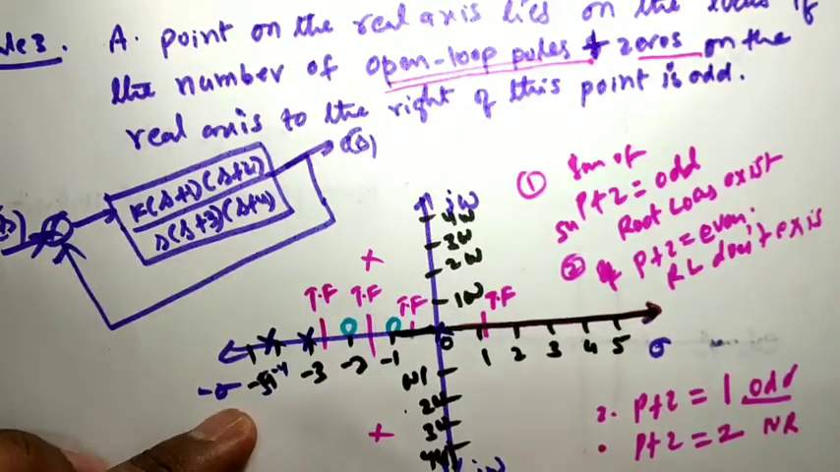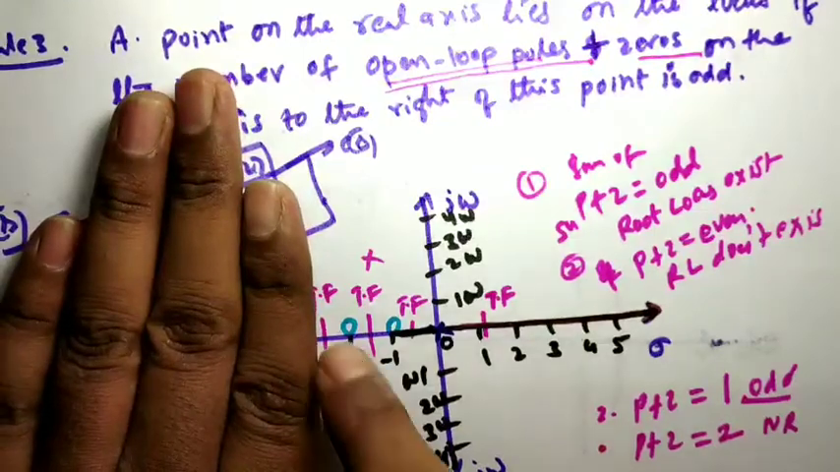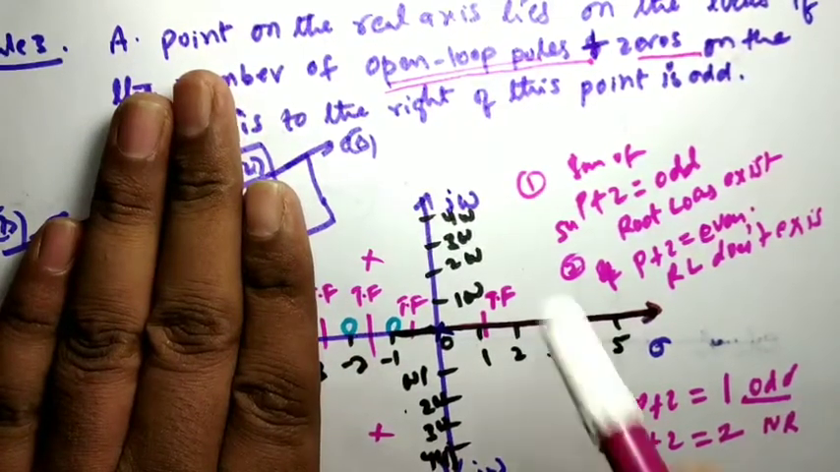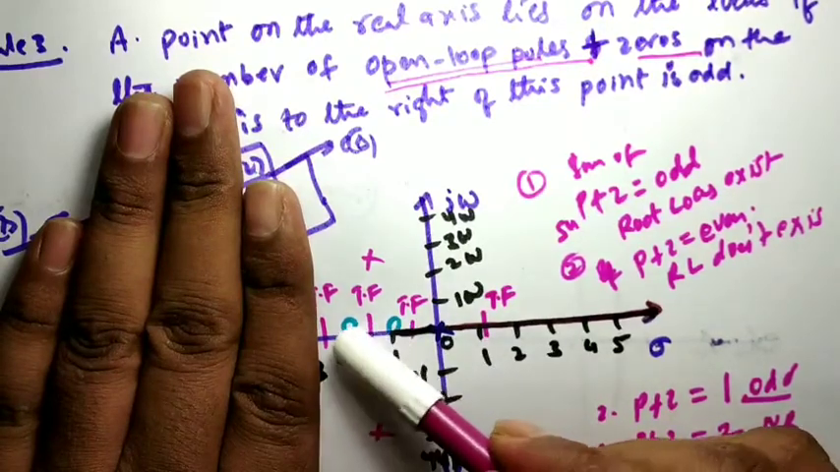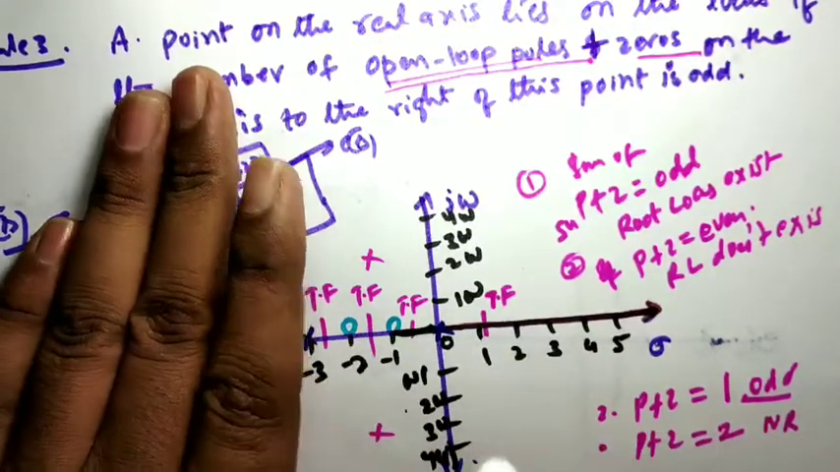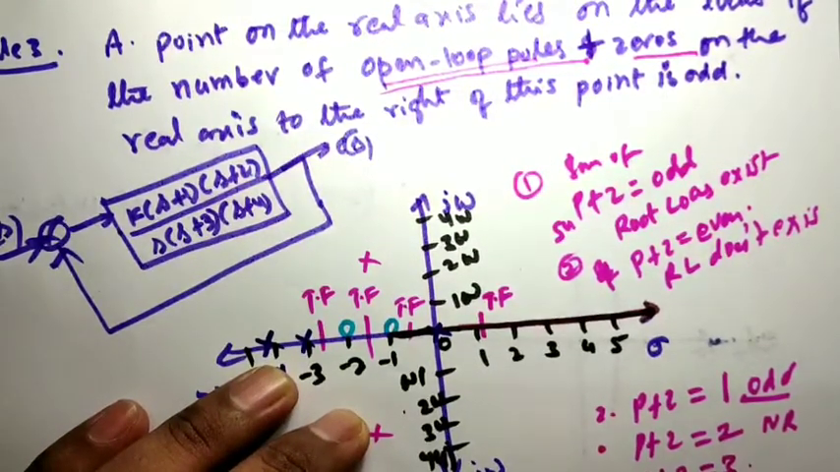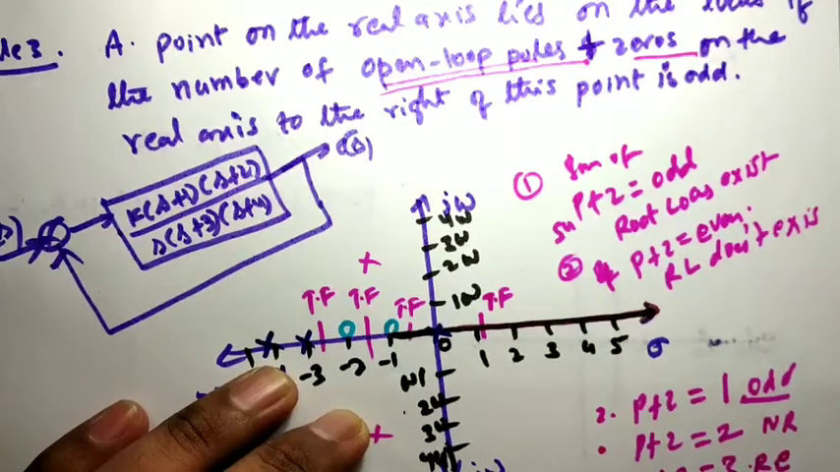So what's the right side of this test point? Right side of this test point, how many poles and zeros? So here it is 1, 2, 3. So the sum of poles and zeros is 3. Here the sum of poles and zeros is 3. This is odd, so root locus will exist.